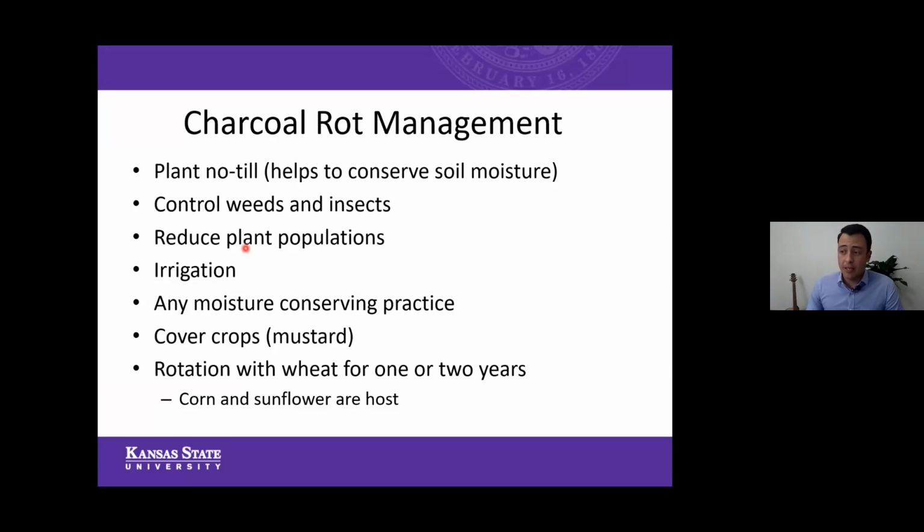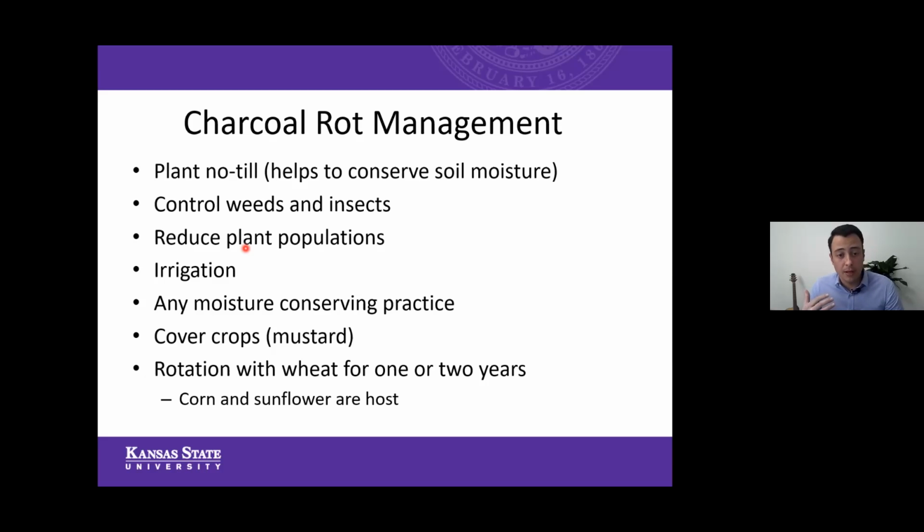So management: if you plant no-till, it helps to preserve the soil moisture and avoid dry stress. Control weeds and insects, because you want to avoid root damage and opening wounds for the pathogen to colonize and infect our fields. Reduce plant population, again to avoid dry stress between plants. If you have the chance for irrigation, it might be a good option to supplement that water. And any practices that preserve that water will be a good option.